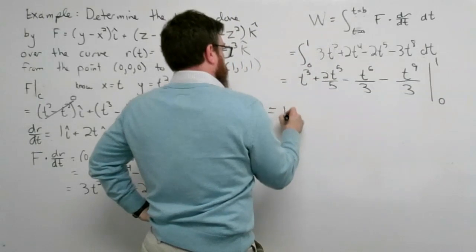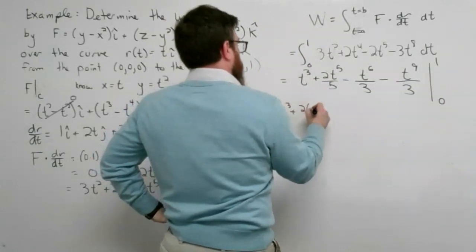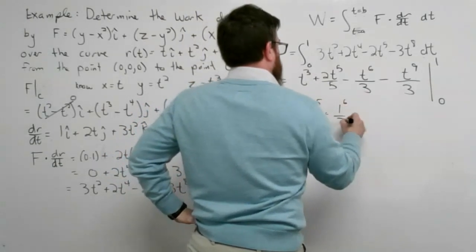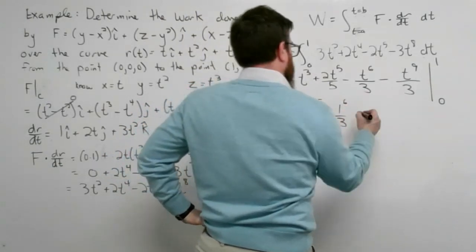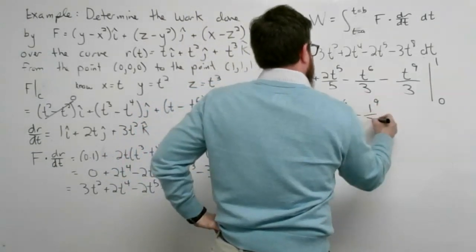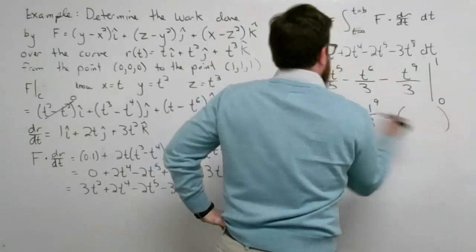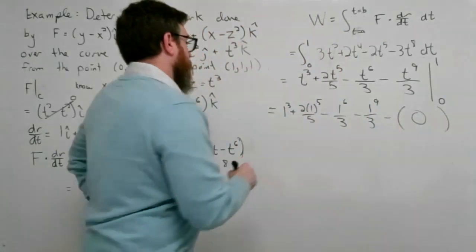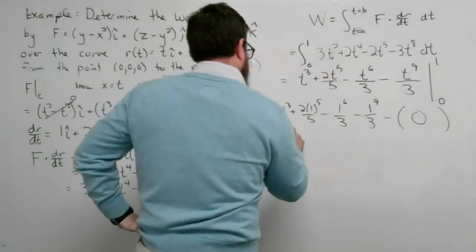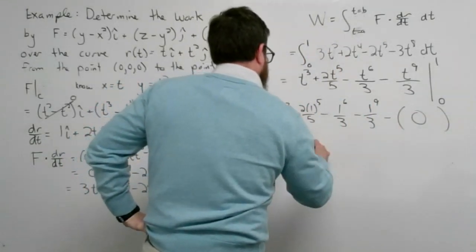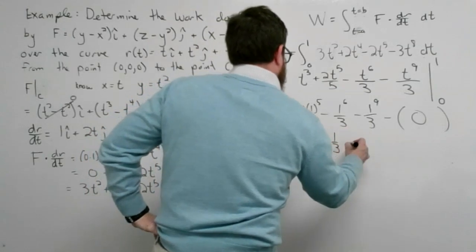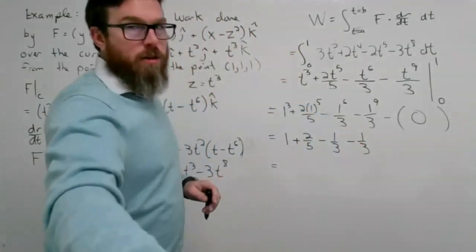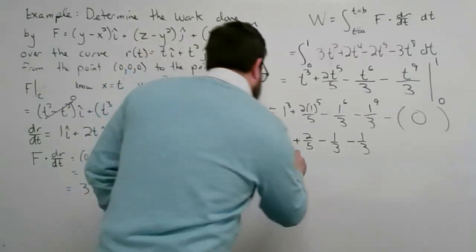Plugging in 1 first, 1 cubed plus 2 times 1 to the fifth over 5, minus 1 to the sixth over 3, minus 1 to the ninth over 3. Minus, of course, when we plug 0 into everything, since everything has a t, that's all going to 0 out. So we get 1 plus 2/5 minus 1/3 minus another third, which in total is going to equal 11/15.